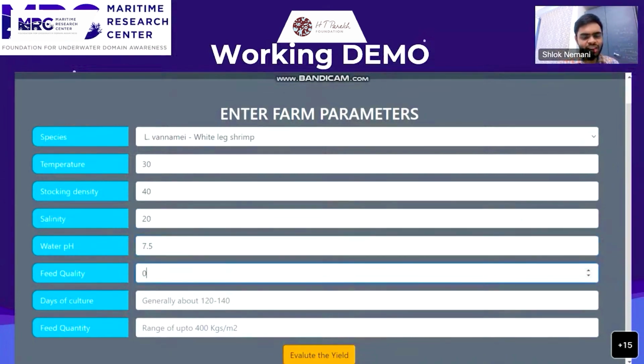Stocking density. The salinity is in parts per million or parts per ton, then the amount of nutrient contents, which are the salts, the nitrogens, and phosphorus, the phosphates, and the pH. The preferred pH is around 7 to 8 for shrimps, which is basic to neutral. In acidic conditions, they die. Acidic is not fine.